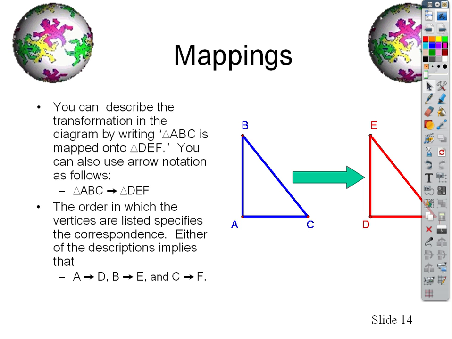How do we say this? Okay, we could say, how would we say this? We'd say that triangle ABC is mapped onto triangle DEF. That's kind of an awkward way of saying it, but that's the mathematically preferred way of saying that. ABC is mapped onto DEF.